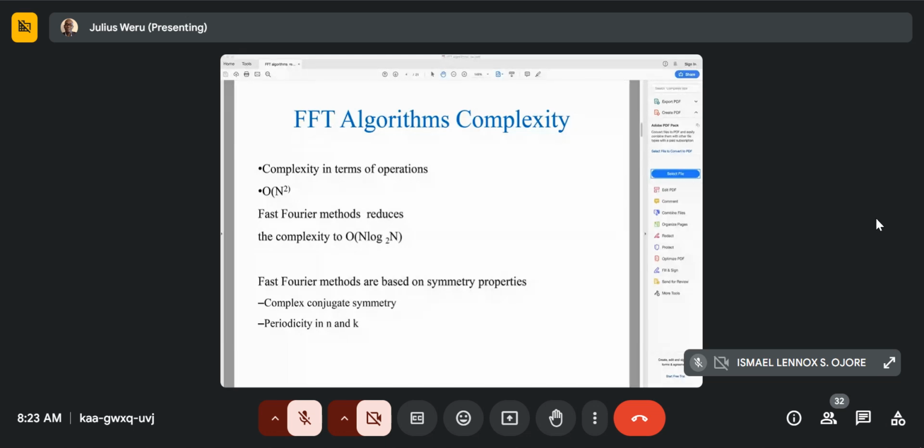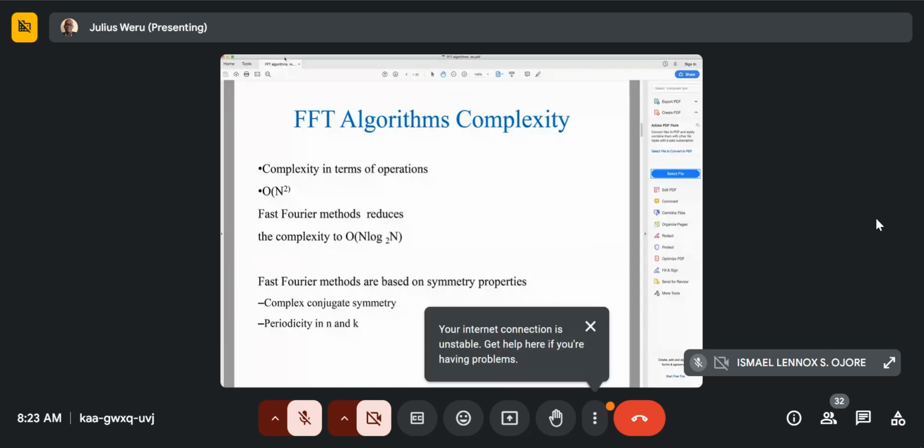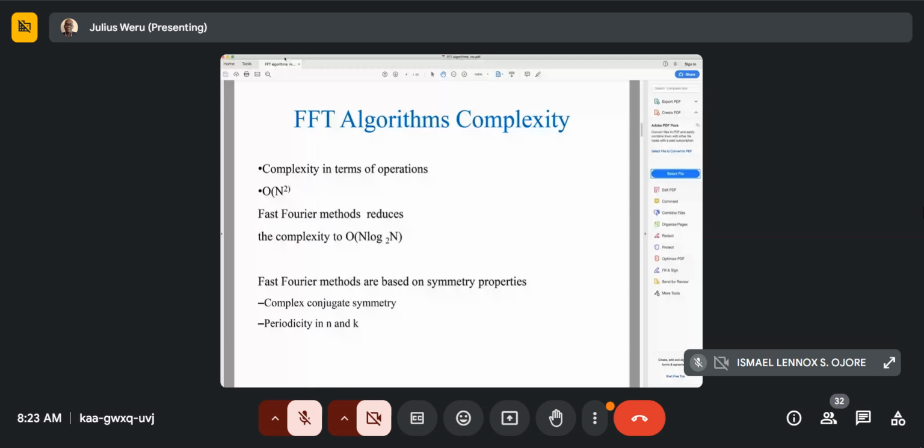Yes, good morning. I think now you can hear me? Yes, good morning, you can. And you can see what I'm sharing, isn't it? You can see what I'm sharing, the FFT algorithms? Yes. Very good.